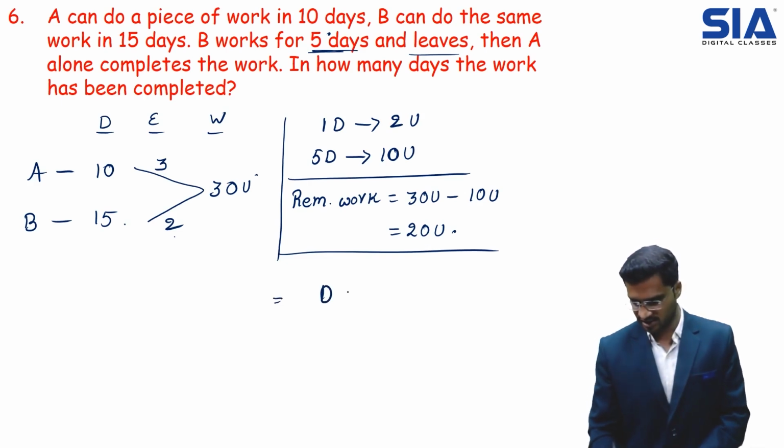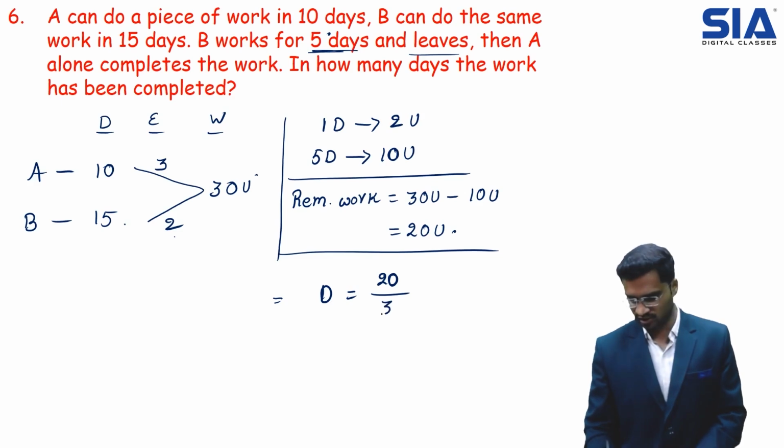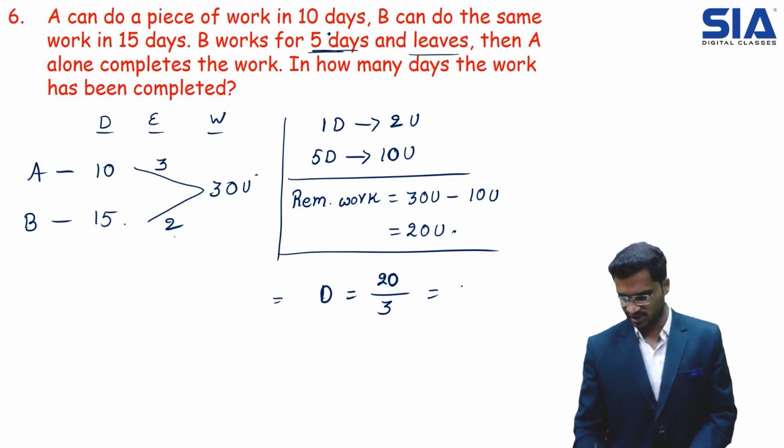So days is equal to the work A has to do, which is 20 units, divided by what A can do. A can do 3 units of work in one day, or the efficiency of A is 3. So 20 divided by 3: 3 sixes are 18, so it is 6 and 2 by 3 days.